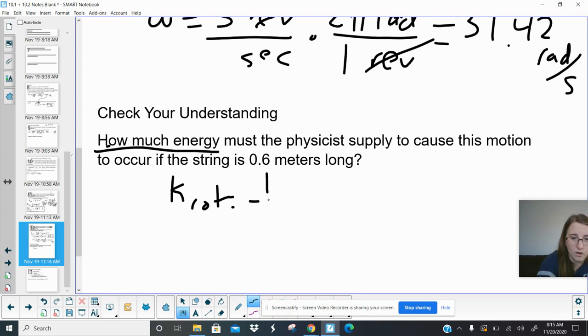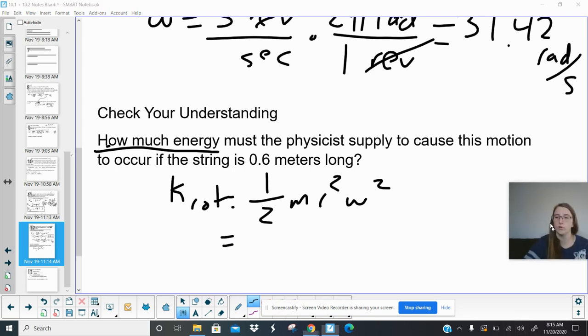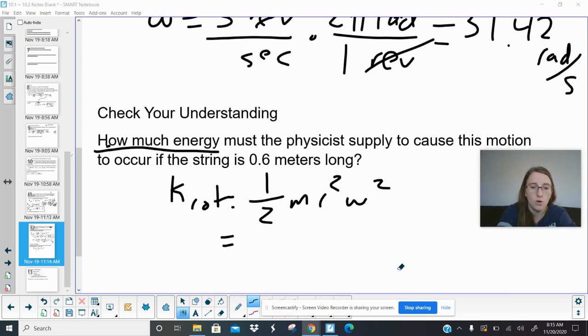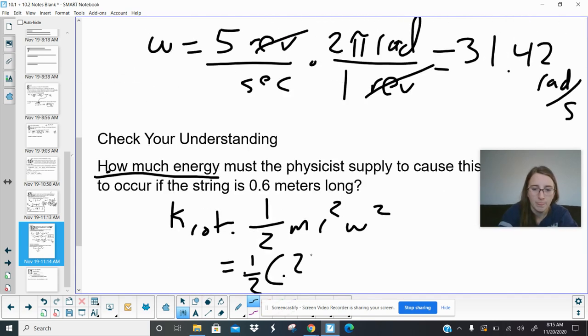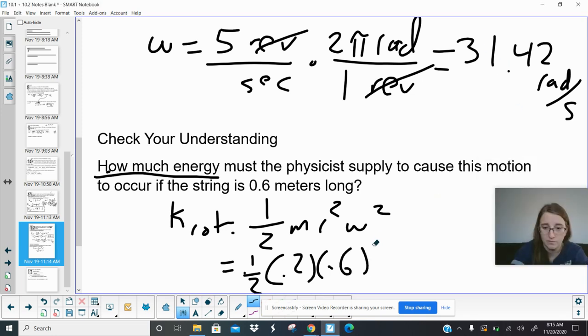Okay, so we have 1/2 mass times r squared times angular velocity squared. And again, we're doing this version of the formula because they don't go, boom, here's the rotational inertia. We need to replace that with the rotational inertia formula. So 1/2, the mass is still the same, which is 0.2. The radius is now 0.6. So what we're going to notice here is how our answer differs. And then we have our angular velocity staying the same.